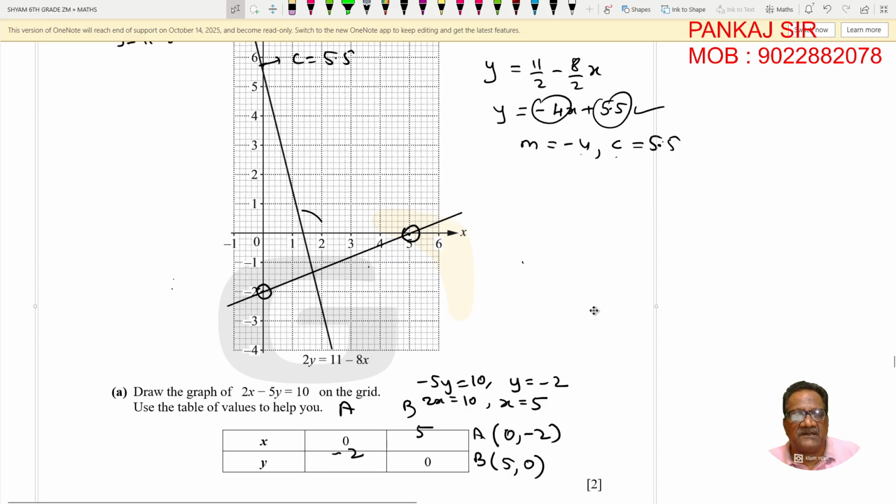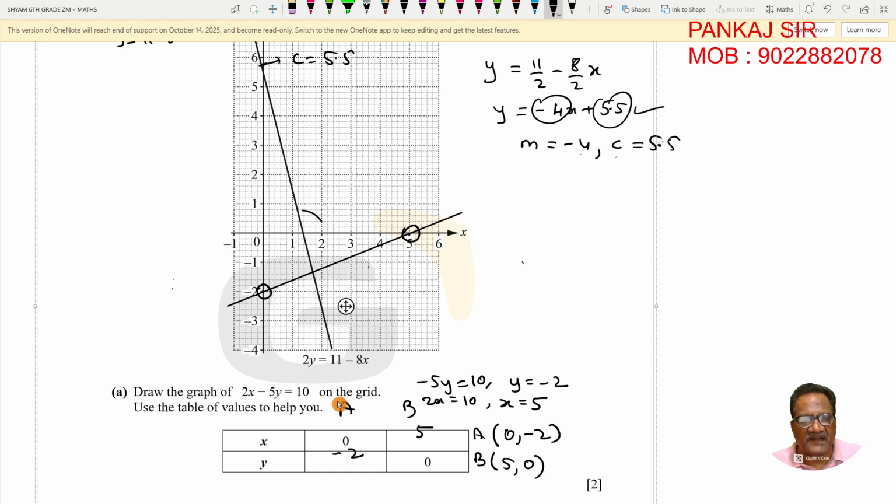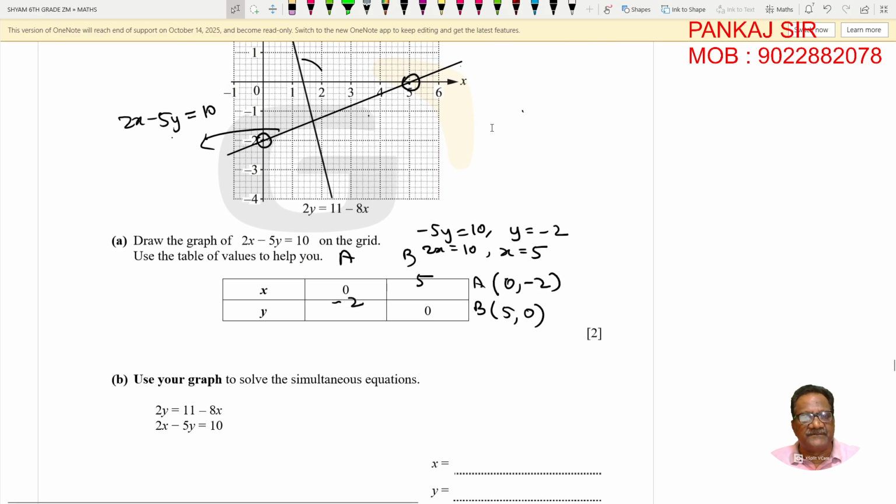So this graph that I'm getting is my graph of 2x minus 5y. Sorry, is it 2x minus 5y equal to 10, right? So I have drawn the graph of 2x minus 5y equal to 10. Now part C, B of the question says use the graph to solve the simultaneous equations.